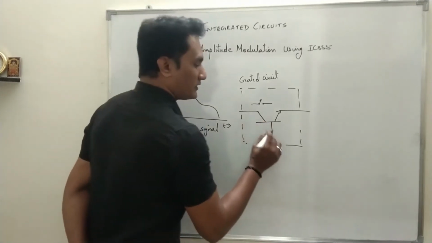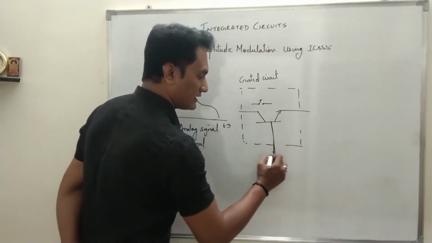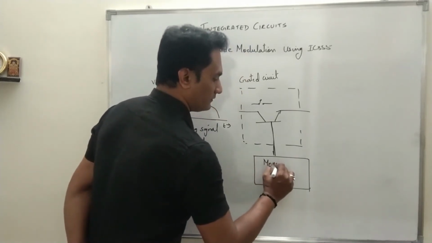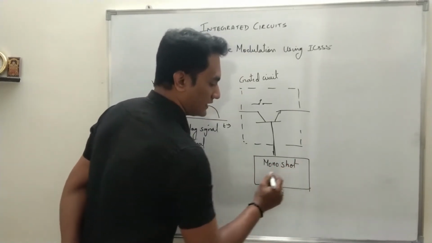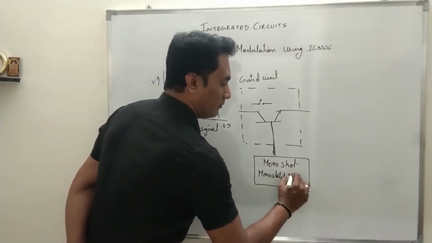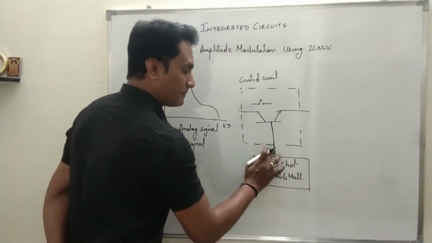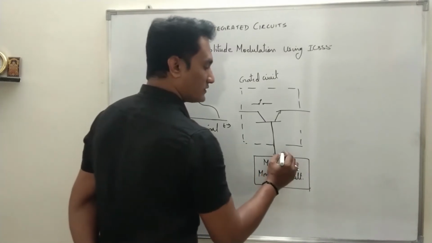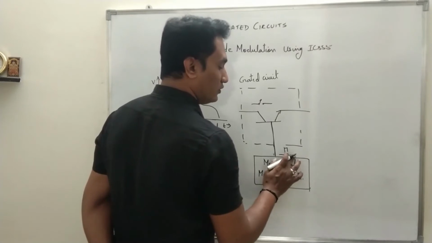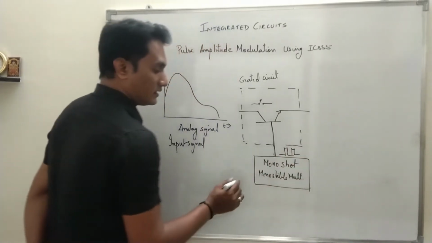Okay, so for that what we do is, the input for the transistor is a monoshot, that means monostable multivibrator. And what is a monostable multivibrator? The output remains 1 for a small duration of time, and again it will come back to 0 whenever triggered. Okay, so that is the condition.